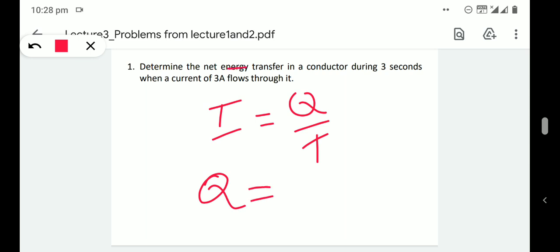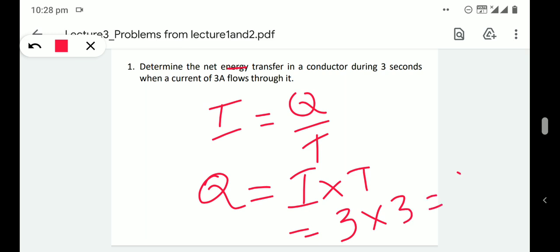So charge q is equal to I into t. Current is 3 ampere and time is 3 seconds, so 3 into 3, and charge is 9 coulomb. So 9 coulomb is the total charge transfer in the conductor.